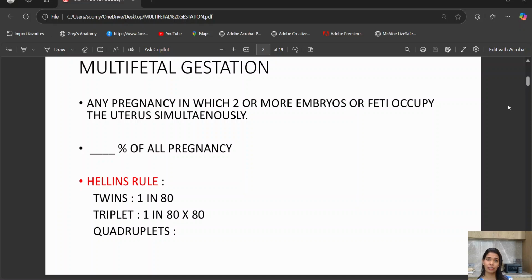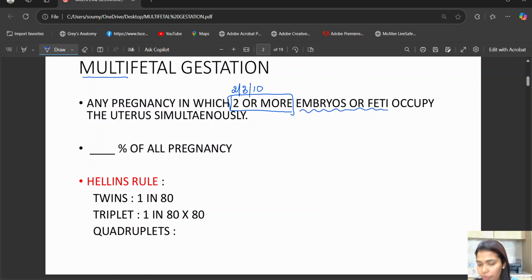Multifetal gestation is any pregnancy in which there are two or more embryo or feti occupying the uterus simultaneously. So now there are a few keywords in this definition. Let's start looking at them. I'm saying in which there are two or more. Matlab, it can be 2, 3, 10, any number. It comes under multifetal gestation.